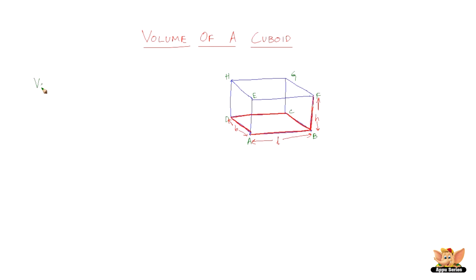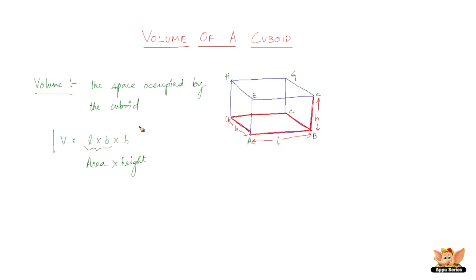So let me brief up the explanation. Volume is the space occupied by the cuboid. So volume is equal to length into breadth into height. Or, as we know, length into breadth is the area. So we can say it is the area into height also. But the general way to denote volume is length into breadth into height.